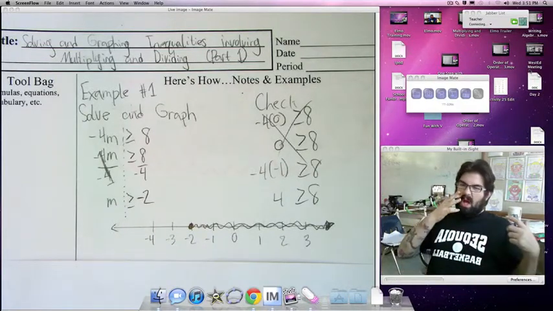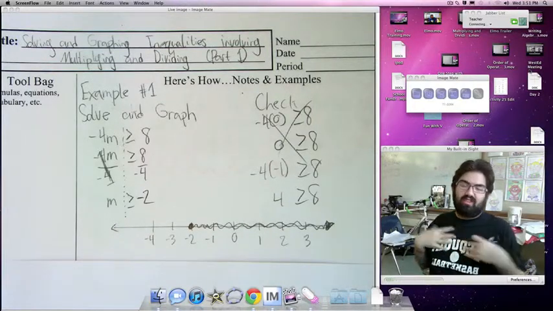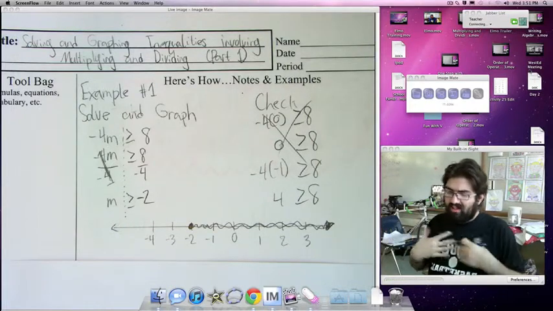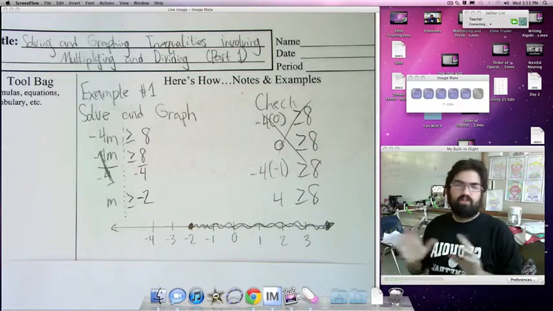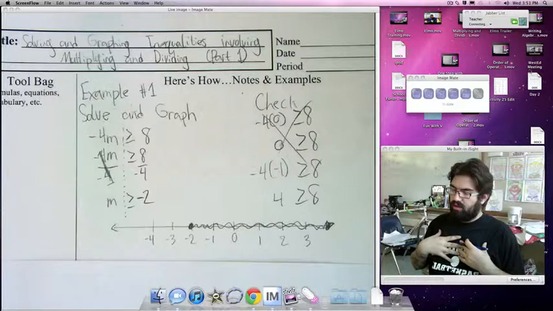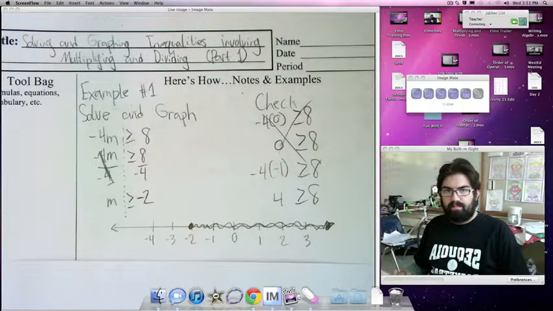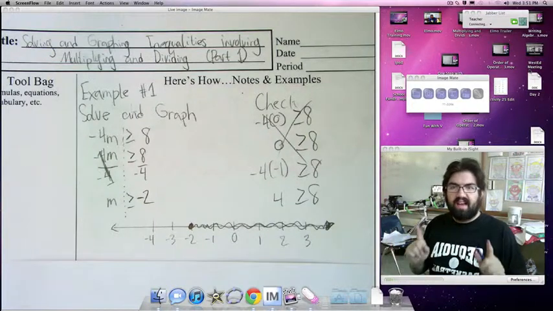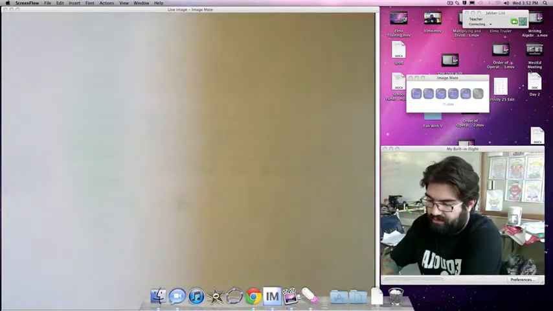I divided by a negative, and for some reason this isn't working. So, what the heck? Something's going wrong while I'm dividing. So, hold on, let's stop. I'm getting nervous. I know adding and subtracting doesn't mess anything up. So, why don't we try solving this with adding and subtracting and see what's going on? So let's try it again.